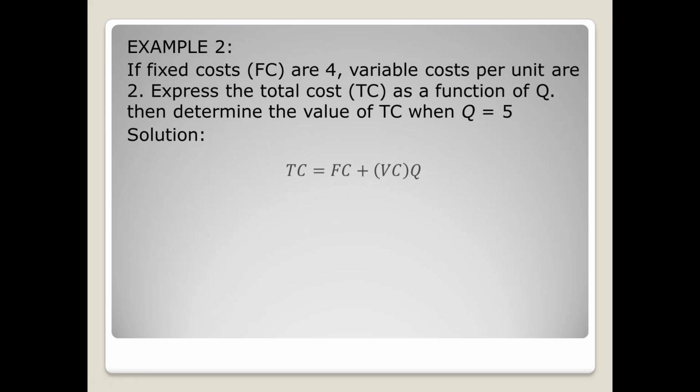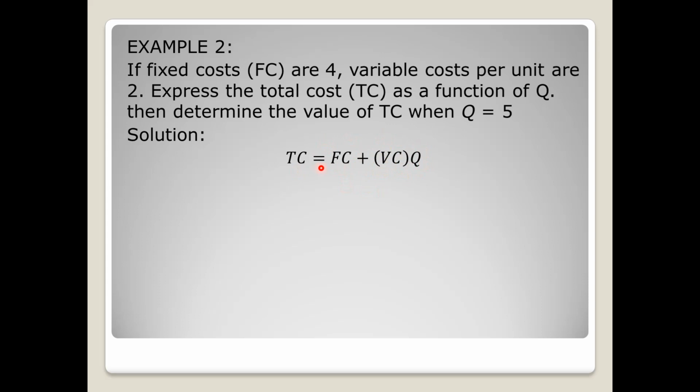So this is the solution. We have to use this formula. The total cost equals the fixed cost plus the variable cost multiplied by Q. Always we multiply the variable cost by Q, because VC is given by the cost per quantity for each quantity. So if we multiply by the number of quantities here, we will get the total variable cost.